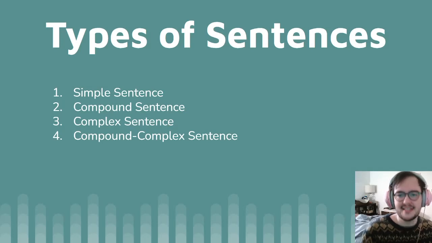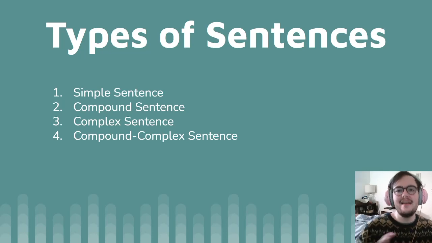Let's move on to the types of sentences. There are 4 that we're going to talk about: simple sentences, compound sentences, complex sentences, and compound complex sentences. Okay? You want to use a variety of everything.